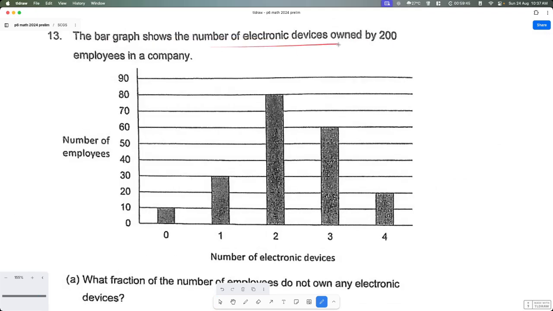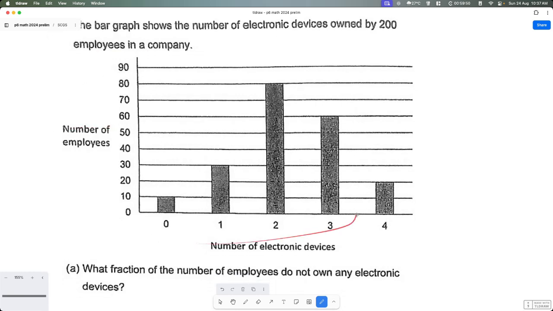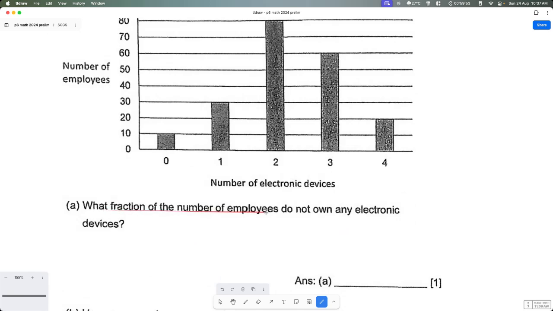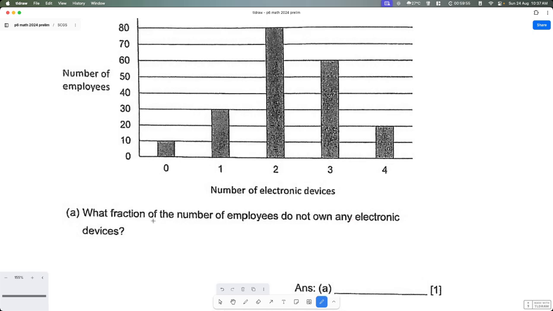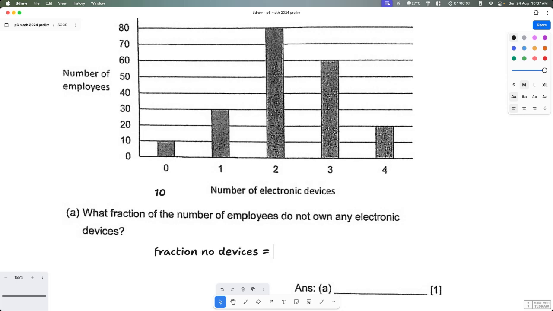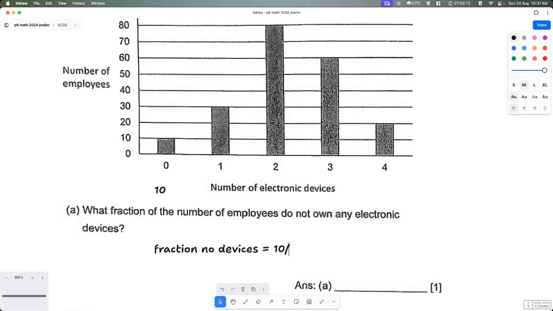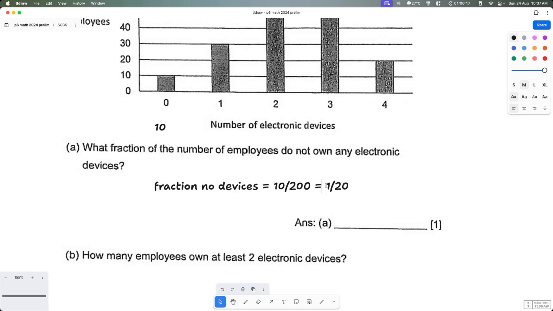The bar graph shows the number of electronic devices owned by 200 employees in a company. So the number of employees and the number of electronics over here. What fraction of the number of employees do not own any electronic devices? In this case, it's easy. One gap is 10, so this is 10. So the fraction with no devices is equal to 10 out of 200, which is equal to 1 out of 20. There you go. Pretty straightforward. Let's move on.